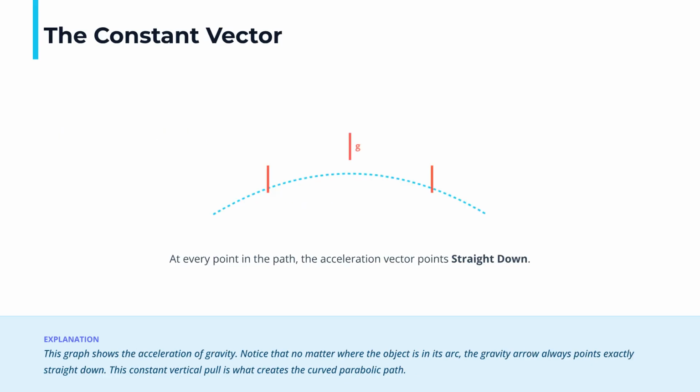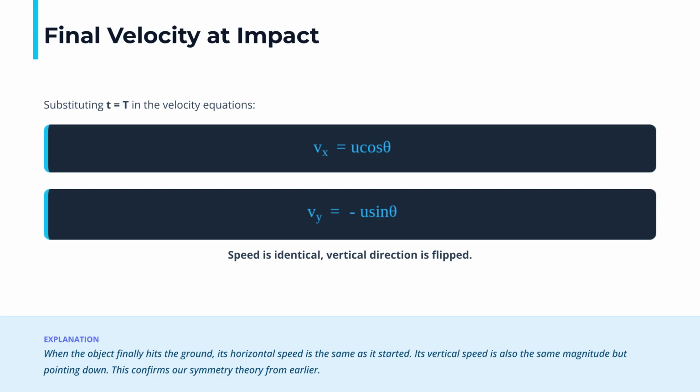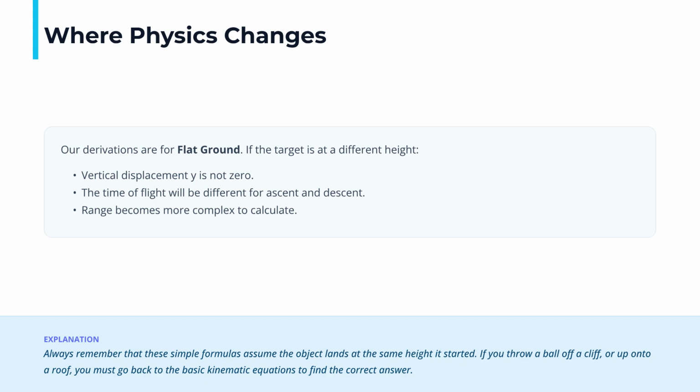At every point in the path, the acceleration vector points straight down. This constant vertical pull is what creates the curved parabolic path. When the object finally hits the ground, its horizontal speed is the same. Its vertical speed has the same magnitude but is pointing down, confirming the symmetry theory. Remember that our simple formulas assume the object lands at the same height it started. If the target is at a different height, you must use the basic kinematic equations.